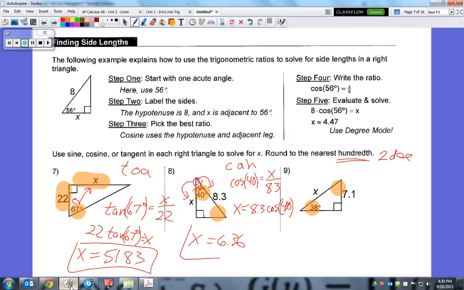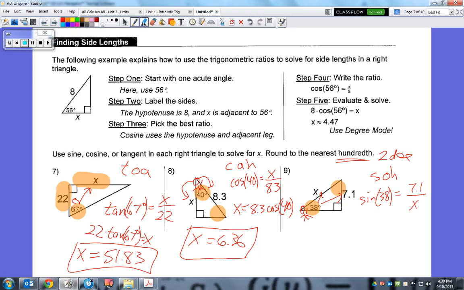To the nearest hundredth, that is, 2 decimal places. And we keep moving on. This last one, always put your body where that angle is. So opposite and hypotenuse. This is going to be sine. So the sine of 38 degrees is equal to the opposite over the hypotenuse.